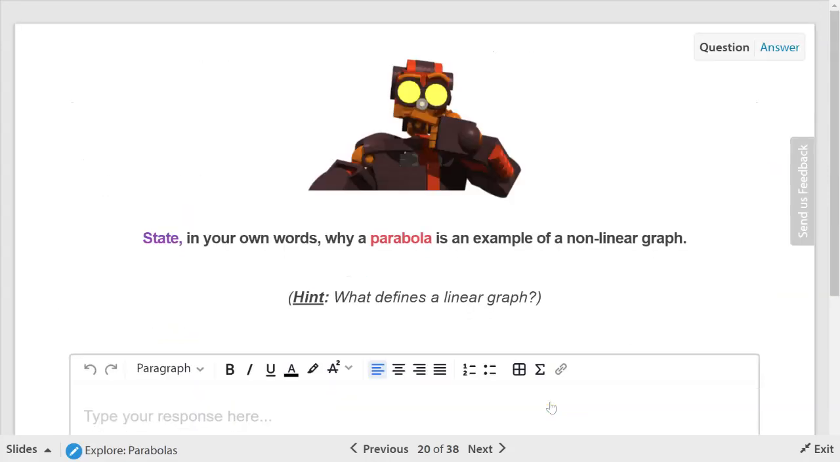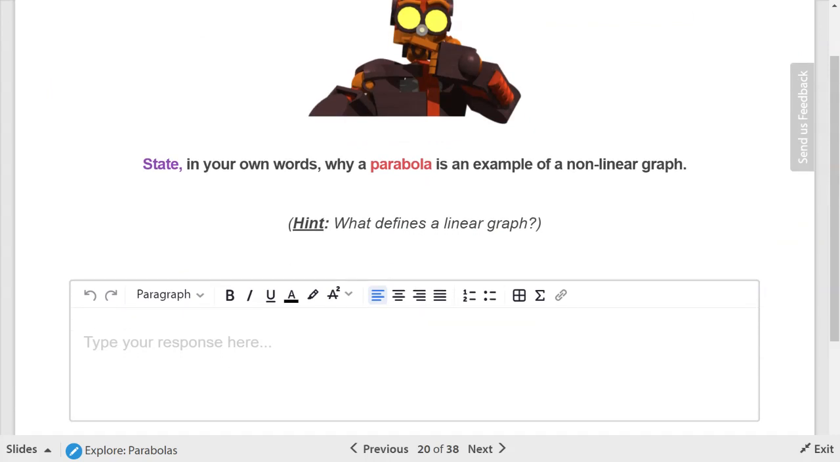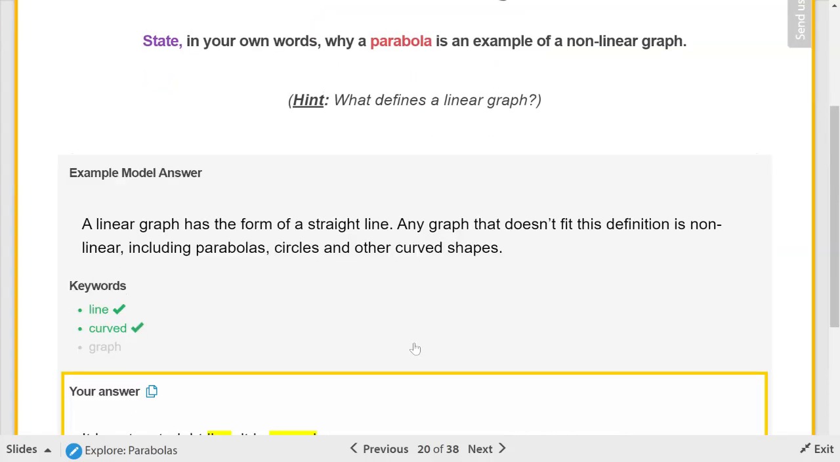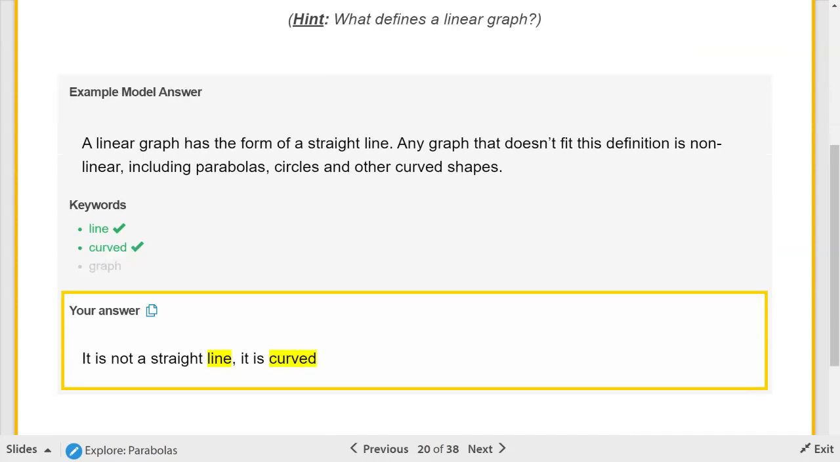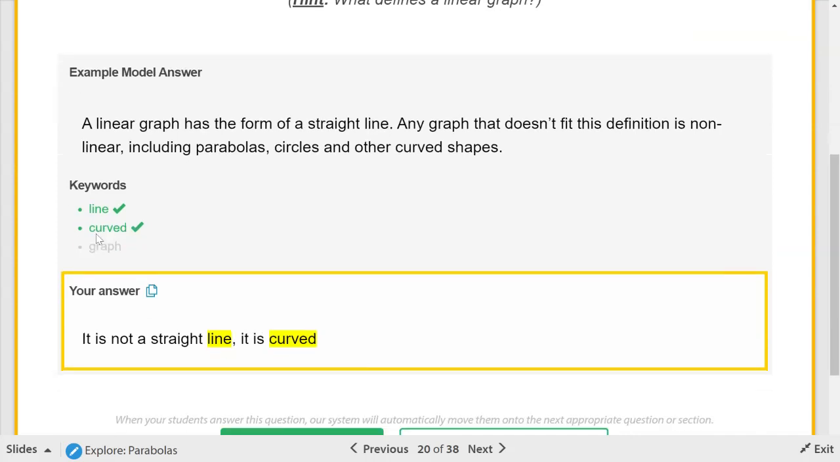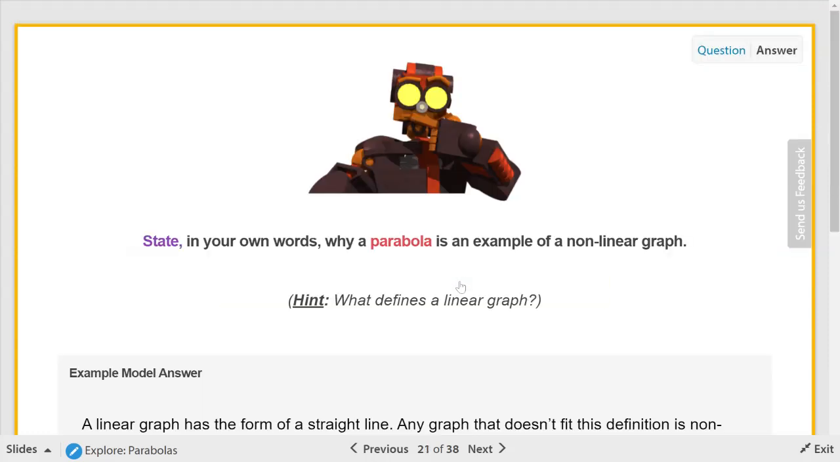So let's keep moving. State in your own words why parabolas are an example of nonlinear graphs. Well, basically, if it's nonlinear, it is not a straight line. It is curved. So it can't be linear if it is not a straight line, right? A linear graph is the form of a straight line. Any graph that doesn't fit that is nonlinear, so we could have used the word graph as well in our answer.